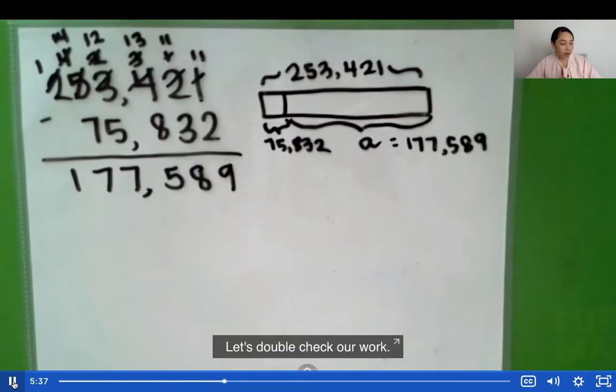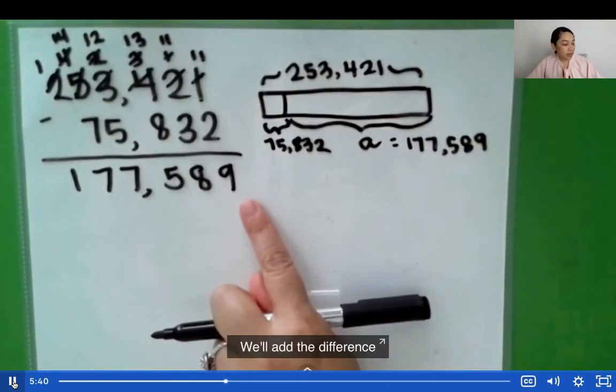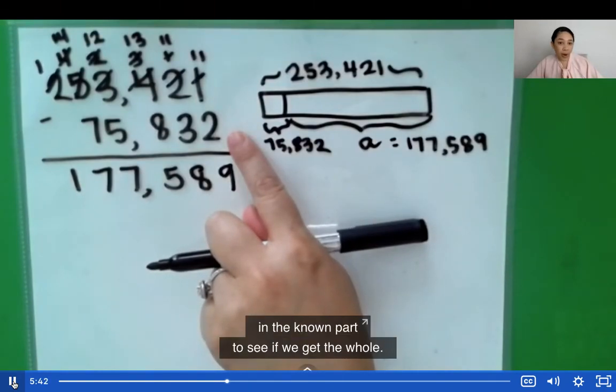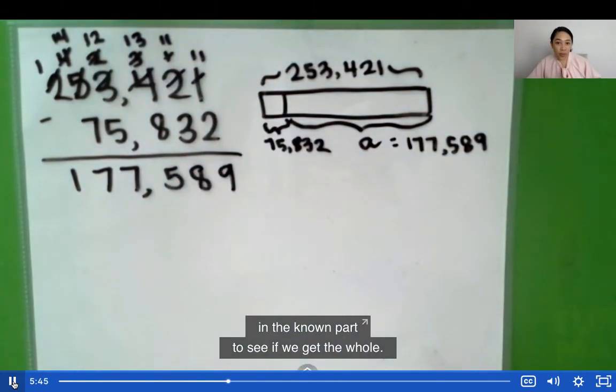Let's double check our work. We'll add the difference and the known part to see if we get the whole. It is always, always, always important that you check your work. I've stressed this so many times with both of my classes. Make sure you check your work. That way you will always get the right answer, because if you check your work and you don't get your whole number, then you know you did something wrong and can go back and fix it.